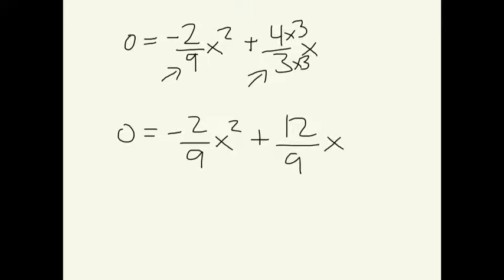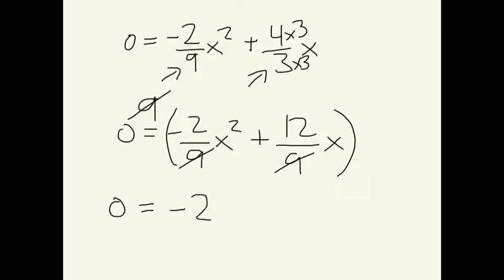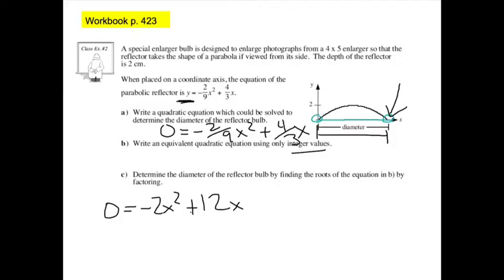Now to get rid of that denominator, we're going to multiply this whole thing by 9. That's going to cancel out everything. What you're going to be left with is 0 is equal to negative 2x squared plus 12x. So it says here, determine the diameter of the reflector bulb by finding the roots of the equation.